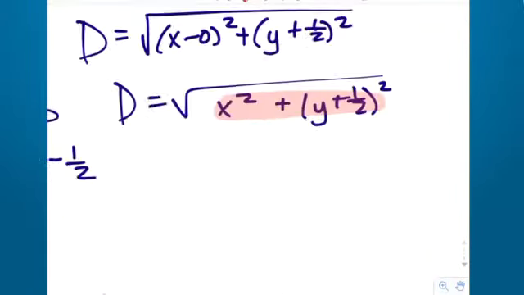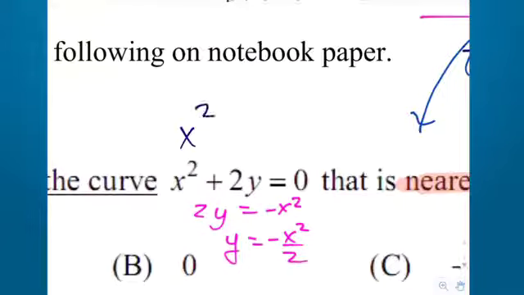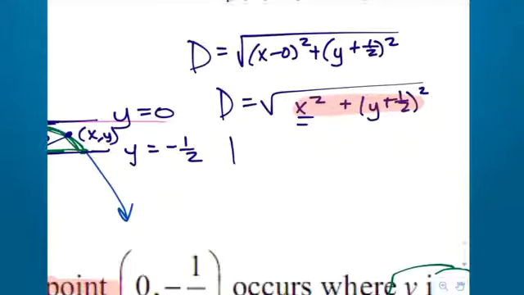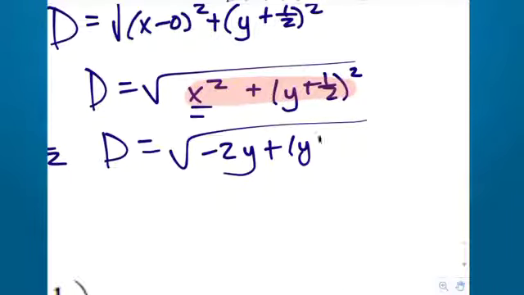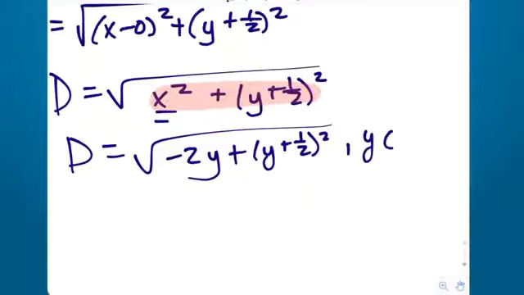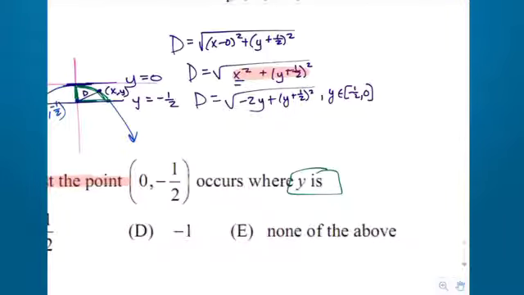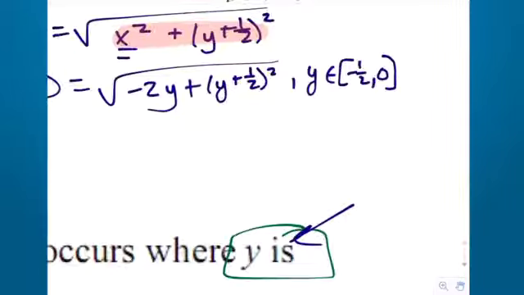Now notice I have x squared right there, so maybe I could solve this one for x squared and get negative 2y. That would be an easier substitution: negative 2y plus (y plus 1/2) squared. And my relevant domain, as we already mentioned, is between negative 1/2 and 0. If you did it all in terms of x, that's fine, but once you find the x value, you'd have to translate it back to a y value. So knowing what variable you're interested in can help guide how you do that.